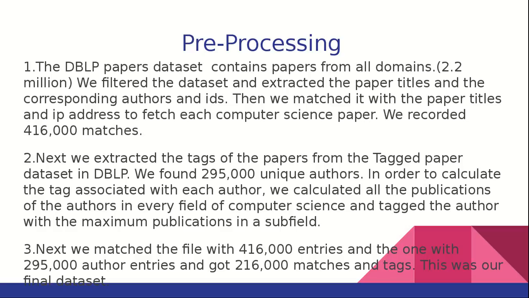We recorded 4,16,000 matches. Next, we extracted the tags of the papers from the tag paper dataset in DBLP. We found 295,000 unique authors from this dataset. In order to calculate the tag associated with each author, we calculated all the publications of the authors in every field of computer science and tagged the author with maximum publications in the subfield.